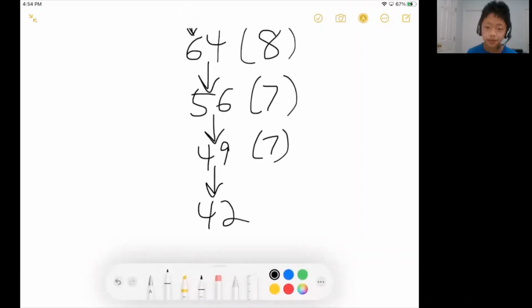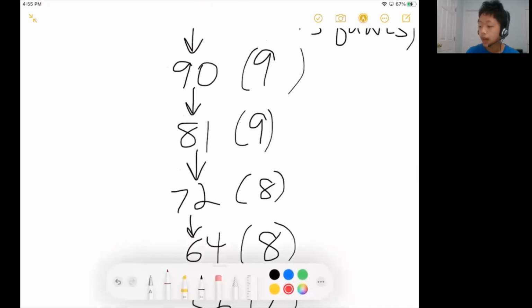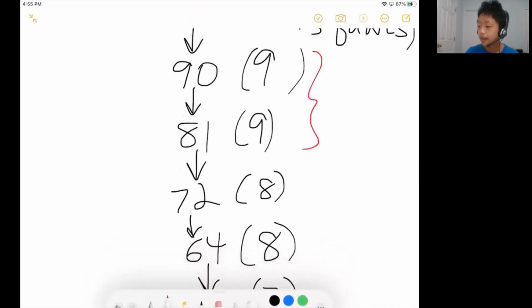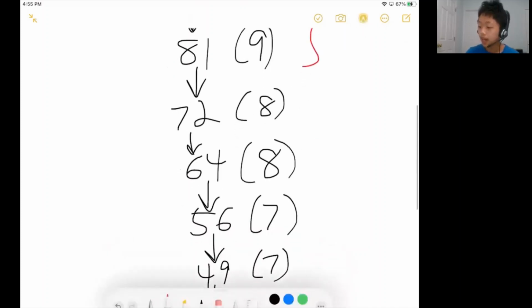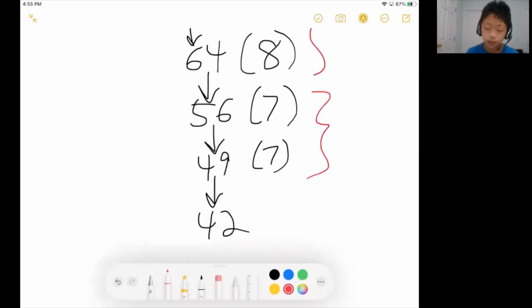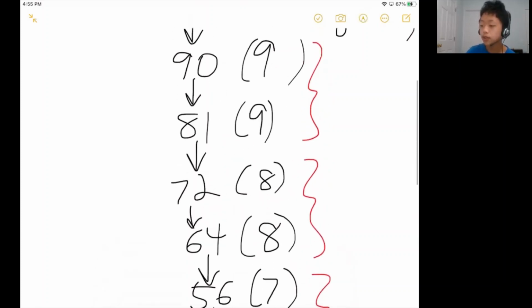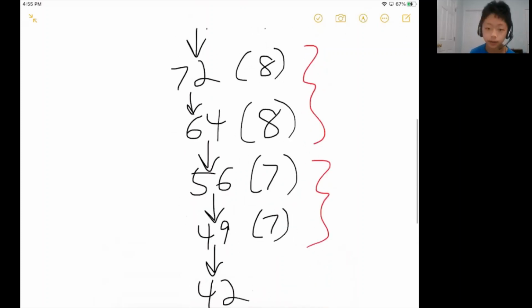You could continue this process, but to speed it up, we can notice a pattern. We removed 9, then 9, then 8, then 8, then 7, then 7. So it's a pattern: we first removed 9 tiles 2 times, then we removed 8 tiles 2 times, and then we removed 7 tiles 2 times.